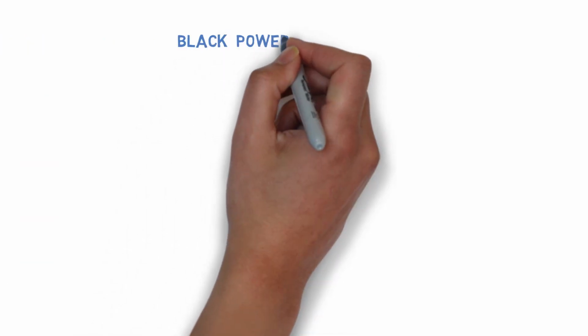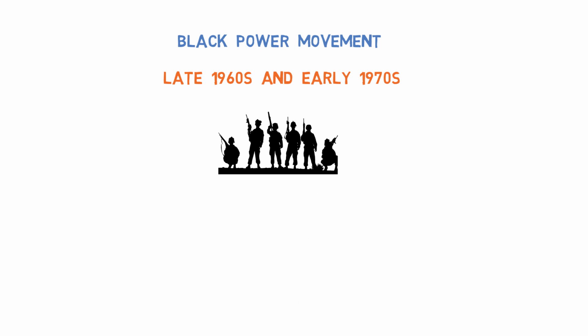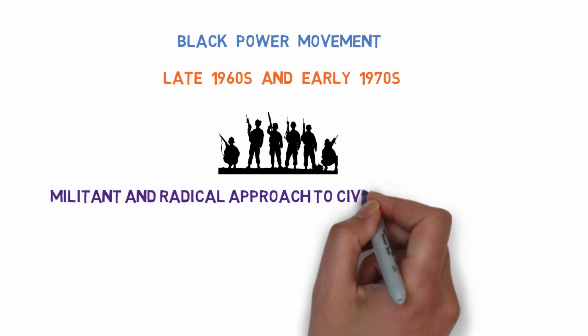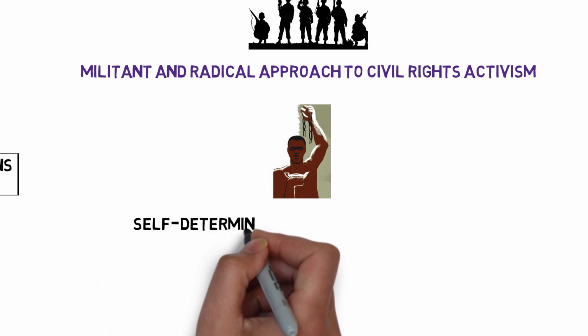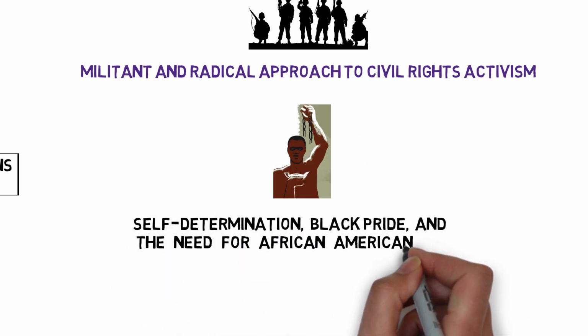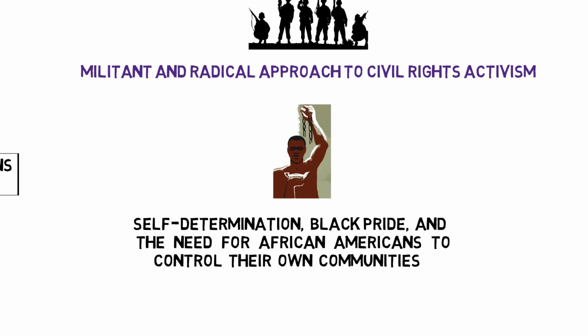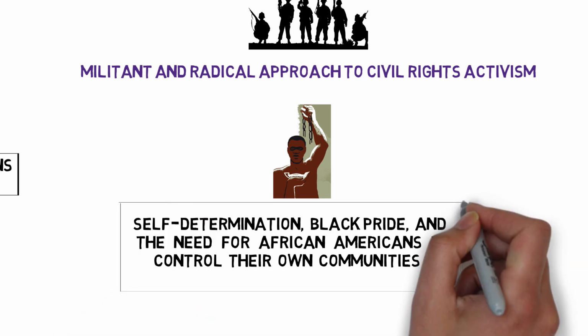Black Power Movement. In the late 1960s and early 1970s, the Black Power movement emerged as a more militant and radical approach to civil rights activism. This movement emphasized self-determination, Black pride, and the need for African Americans to control their own communities and destinies.